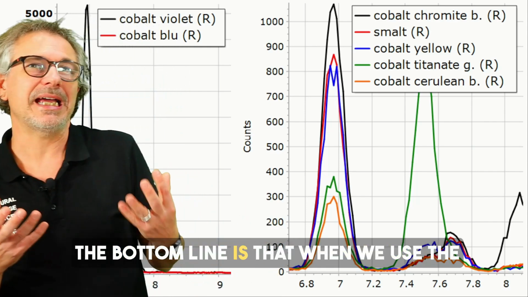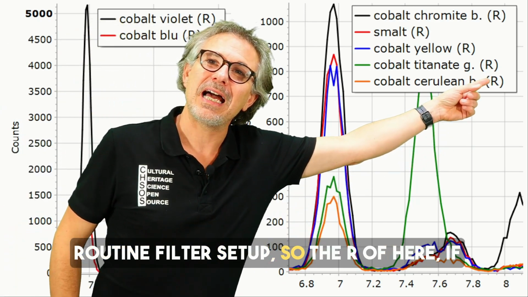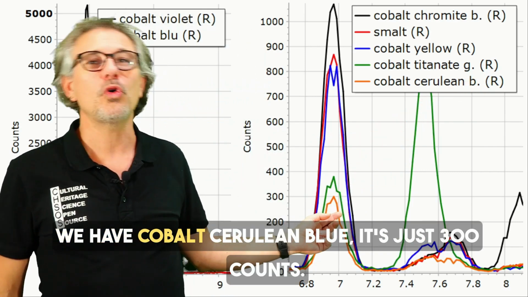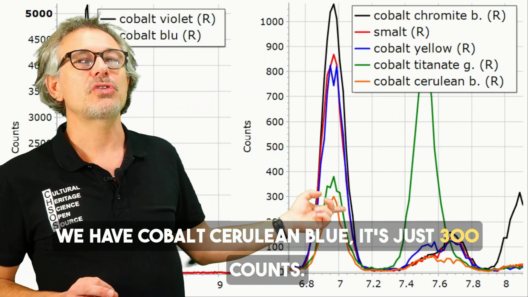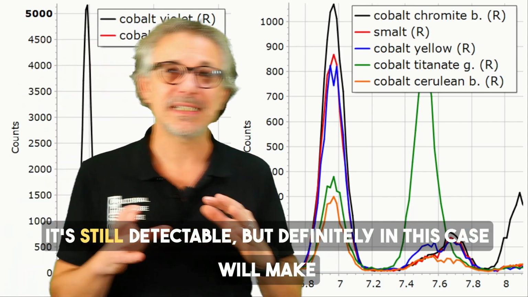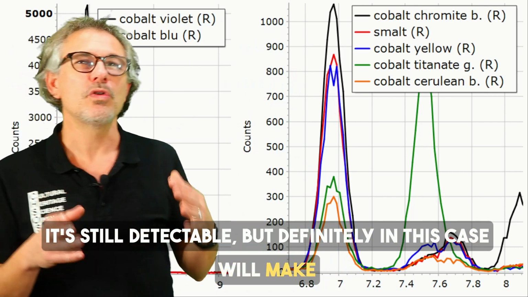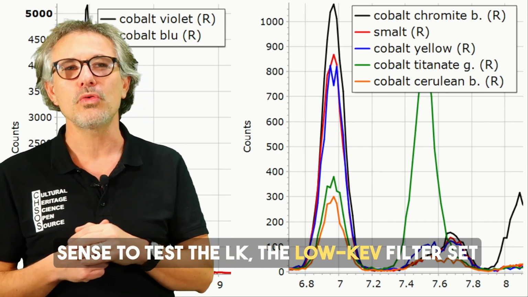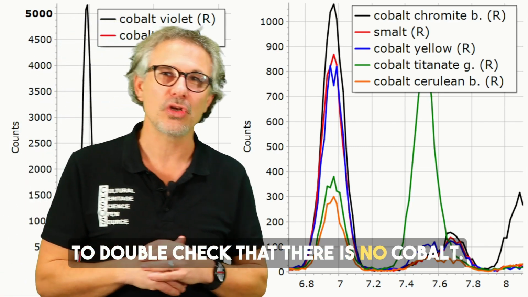The bottom line is that when we use the routine filter setup, so the R over here, if we have cobalt cerulean blue, it's just 300 counts. It's still detectable, but definitely in this case it will make sense to test the LK, the low keV filter set, to double check that there is no cobalt.